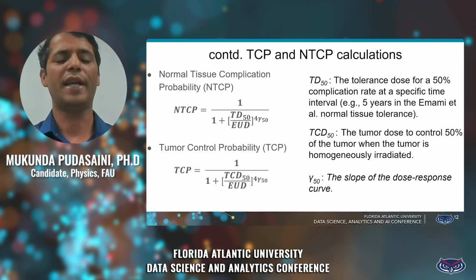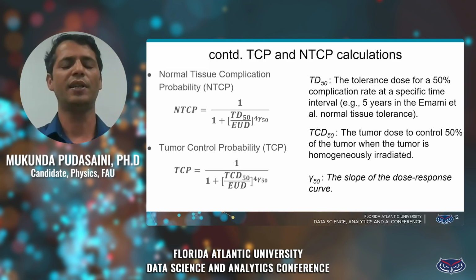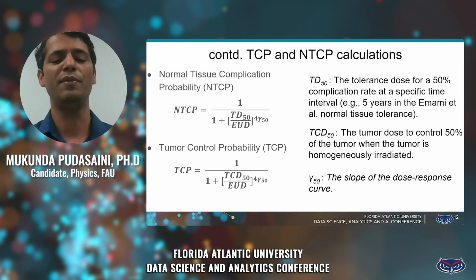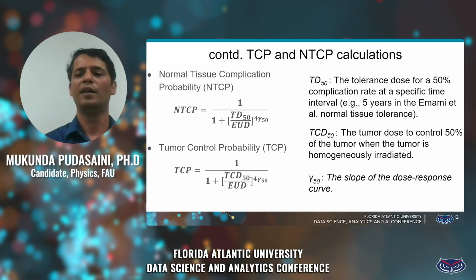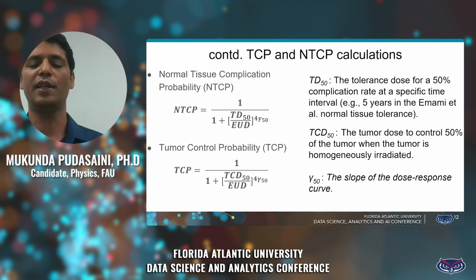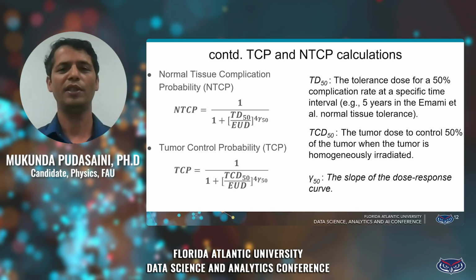The second equation, tumor control probability, uses the similar equivalent uniform dose, and the TCD50 is the tumor dose to control 50% of the tumor when the tumor is homogeneously radiated.